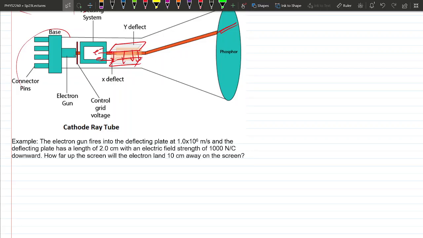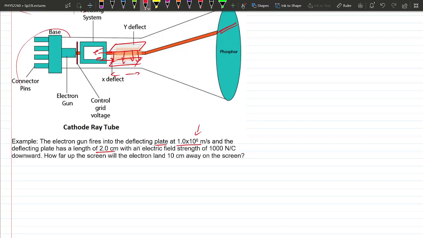It's basically deflecting that electron up and down. So let's say we have an electron gun that fires into a deflecting plate, and that electron is going pretty fast, 1,000,000 meters per second, 10 to the 6. And this deflecting plate has a length, so this is the horizontal direction, of 2 centimeters. Be careful on your worksheet.